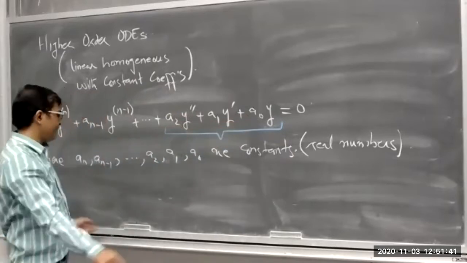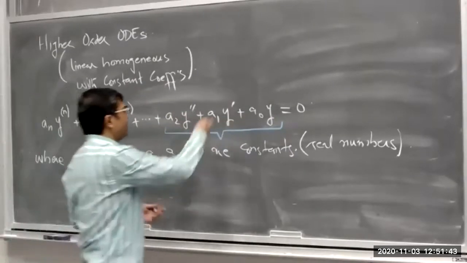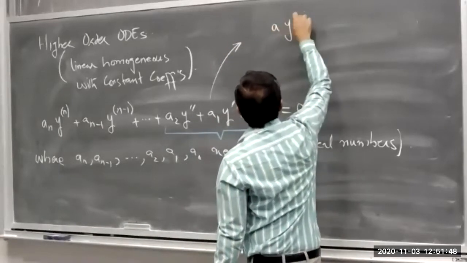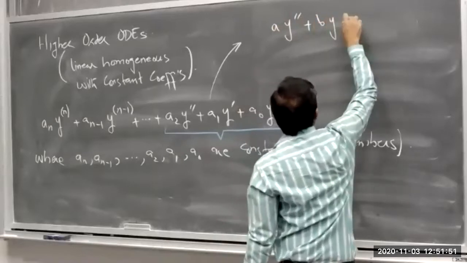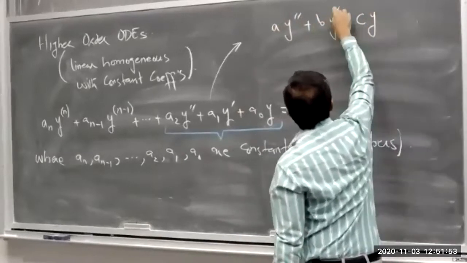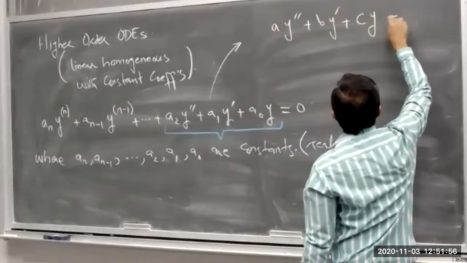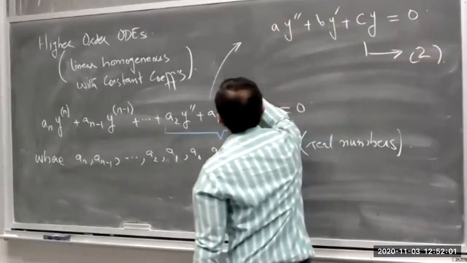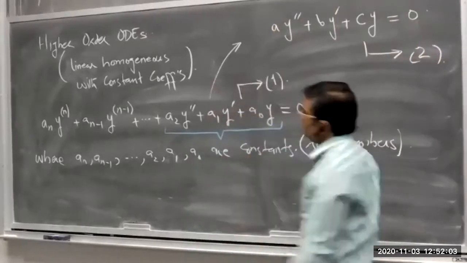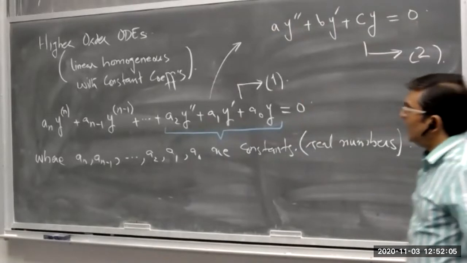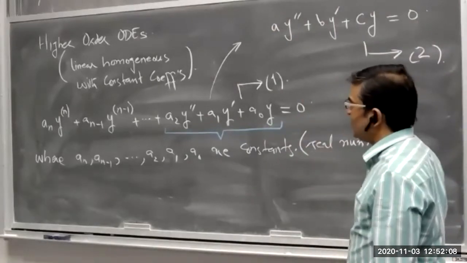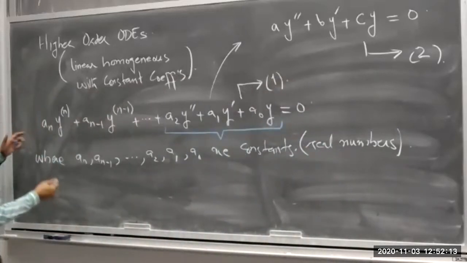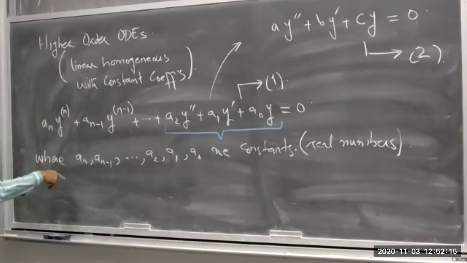coefficients. We can write this equation in this form: a y double dash plus b y dash plus c y is equal to 0. Now consider this to be equation 2 and this to be equation 1. In addition, if we want to write the initial value problem of general nth order, then we need to have initial conditions along with this equation.